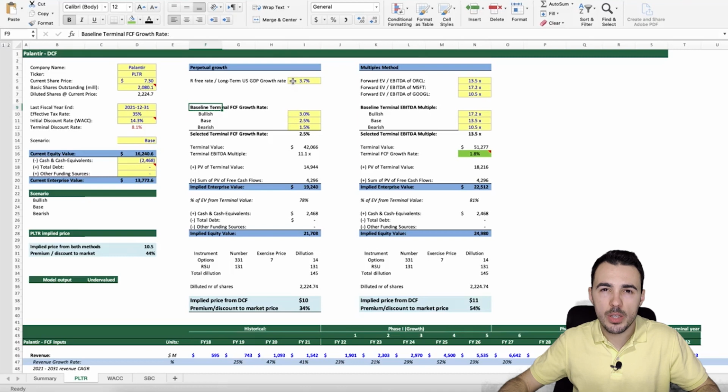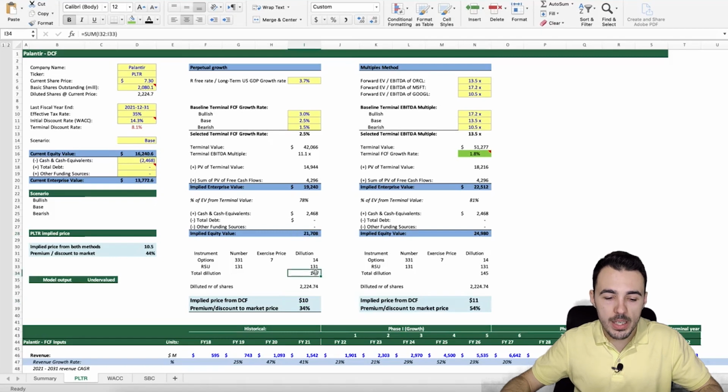The risk-free rate is around 3.7% right now, but I chose to use 3%, 2.5% and 1.5%, which I believe is really conservative. Using these assumptions, the terminal value is around 42 billion and the present value is around $14 billion. After we subtract the cash and the cash equivalents, we have the equity value, and if we use the total number of diluted shares, we get the share price.